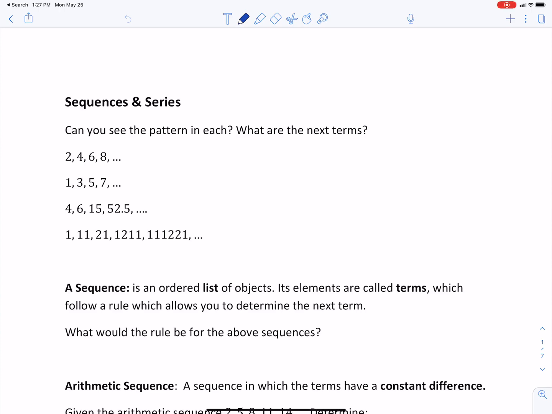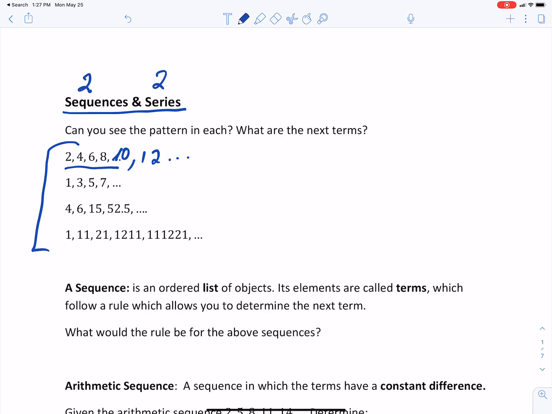Okay, so our final unit is on sequences and series. And we'll be looking at two different types of sequences and two different types of series. So down here, I have a couple of sequences for us to look at for fun and to see what's happening, say, in this first one, 2, 4, 6, 8. Well, you can see that the next numbers in this sequence would be 10, 12, etc. I'm adding 2 every time.